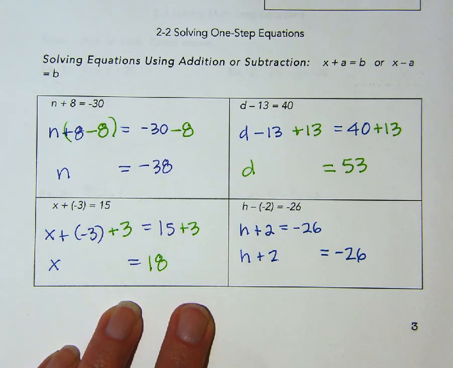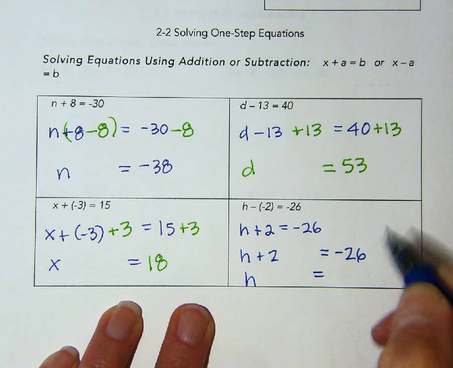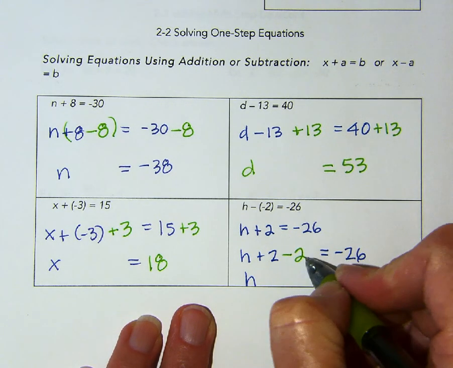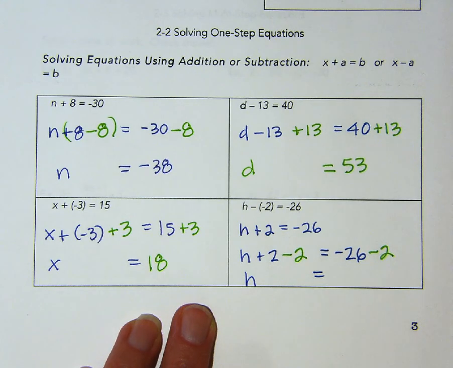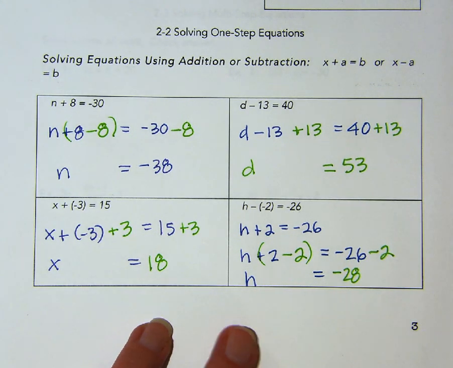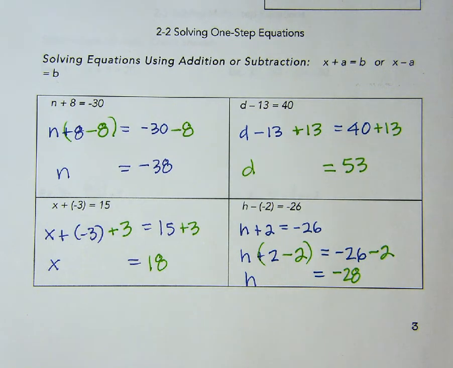So again, I want to get an equivalent equation where the variable is isolated. I want that plus 2 to go away, and I'm going to do that by using the subtraction property of equality. I'm going to subtract 2 from both sides of the equation. That cancels out, and I would get that the number would be negative 28.